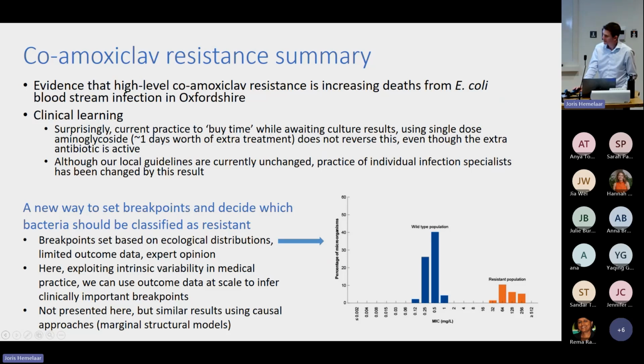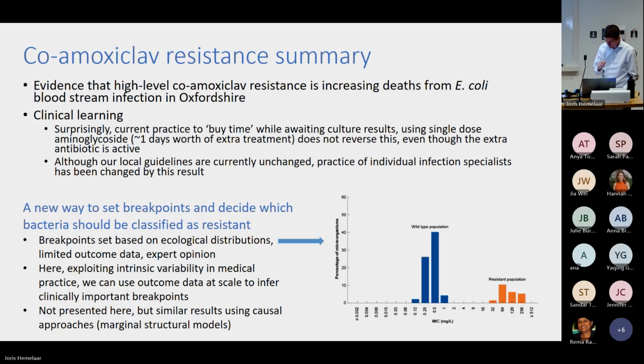And in reality, it isn't always nearly as clean as this, and it may be that the orange distribution abuts the blue distribution or even begins to merge into it, and then it's very difficult to choose a clear point. Whereas here, what we're doing is exploring the intrinsic variability in medical practice to understand what level of resistance really matters. And it turns out that probably what's called resistant should be set somewhat higher than what's called resistant at the moment.